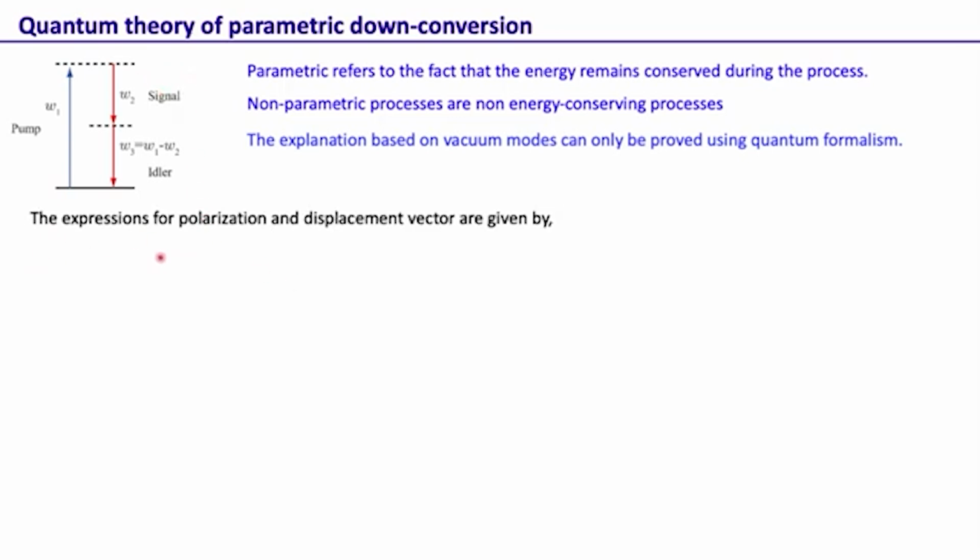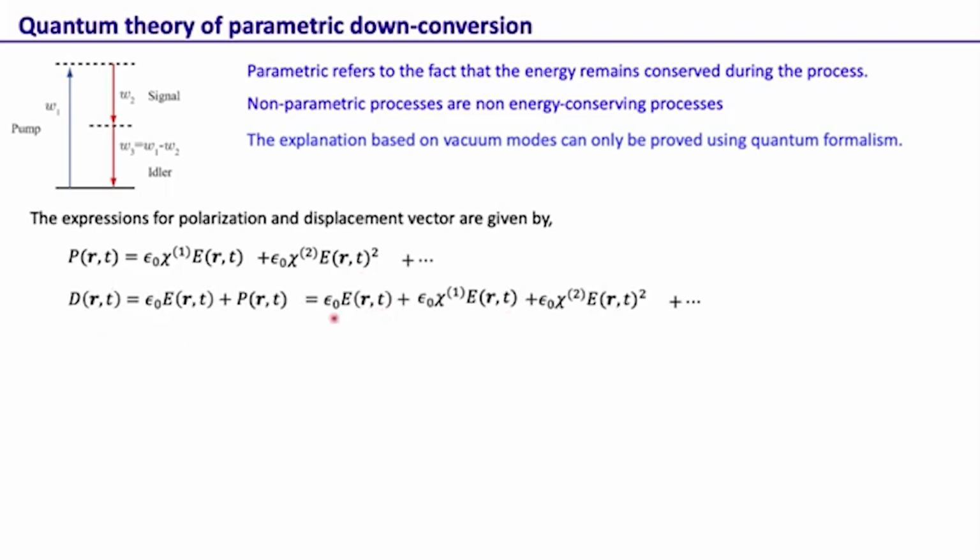First of all, let's write the expressions for the polarization and displacement vector in the case of nonlinear optics. Here we have written only up to the second term: that's the linear term, and that is the second order term. As a result the displacement has this linear term and this second order term. Of course there are other terms, but at this point we are only interested in the second order effects, so that's why we are writing it only up to the second order term. This we have already derived. So that's the polarization, and that's the displacement vector.